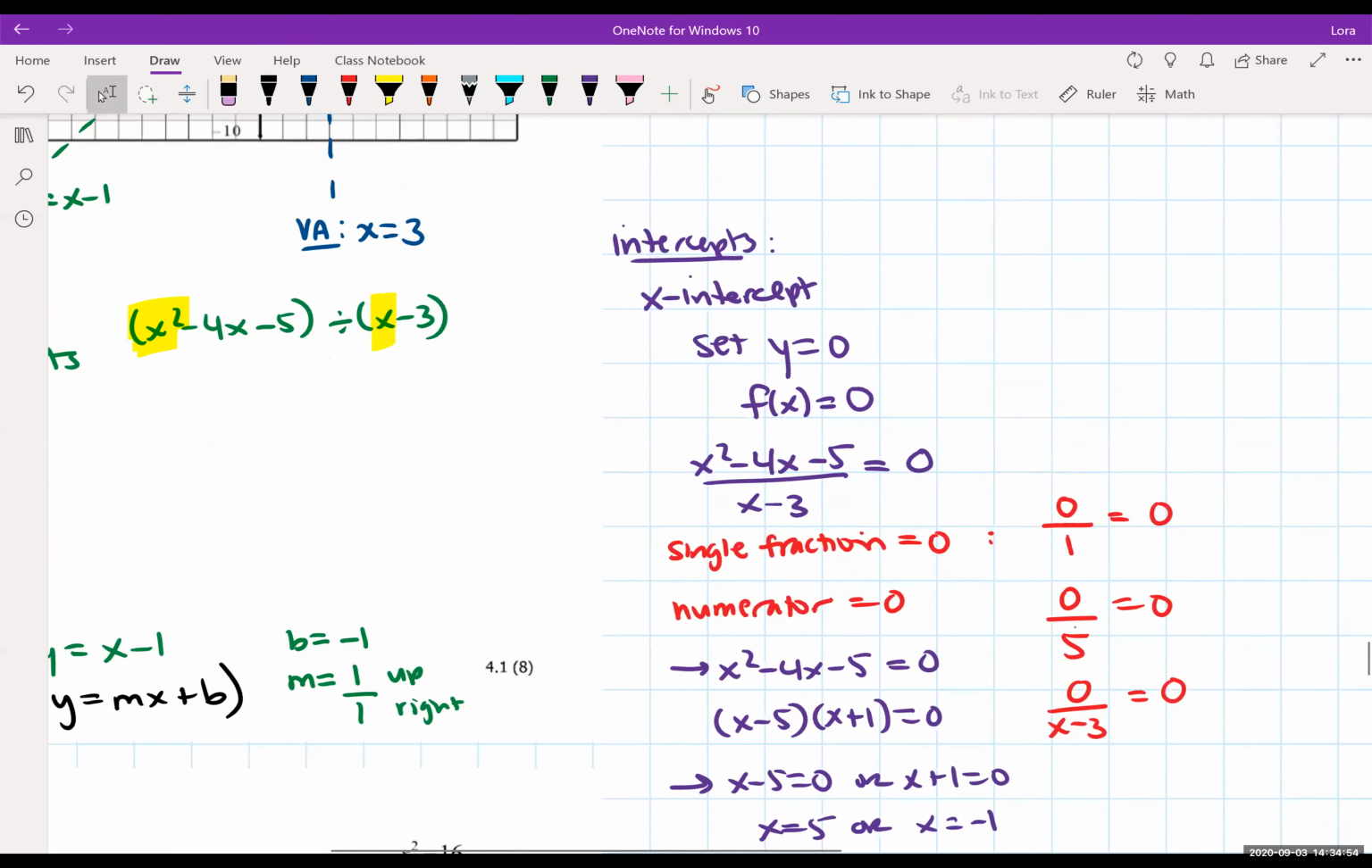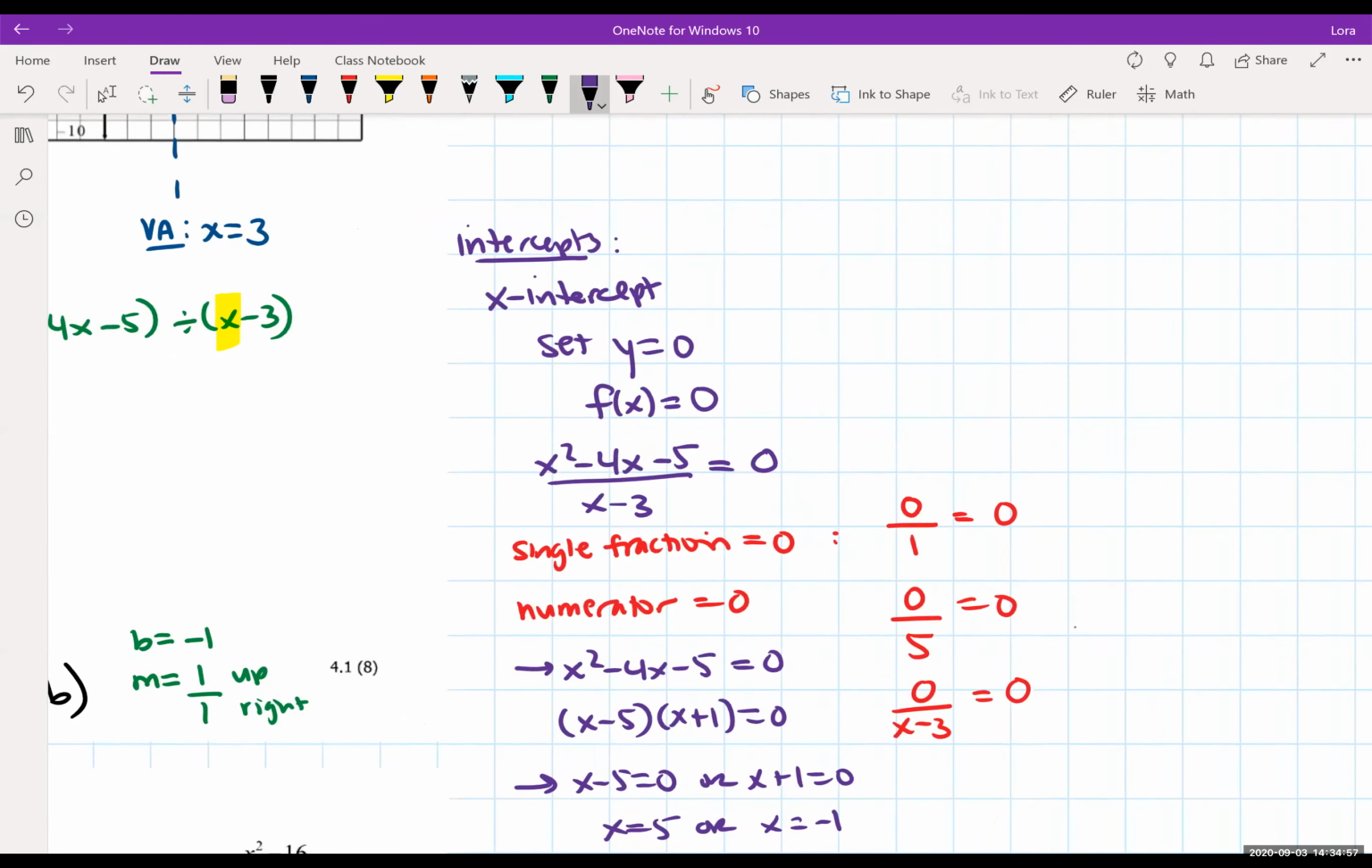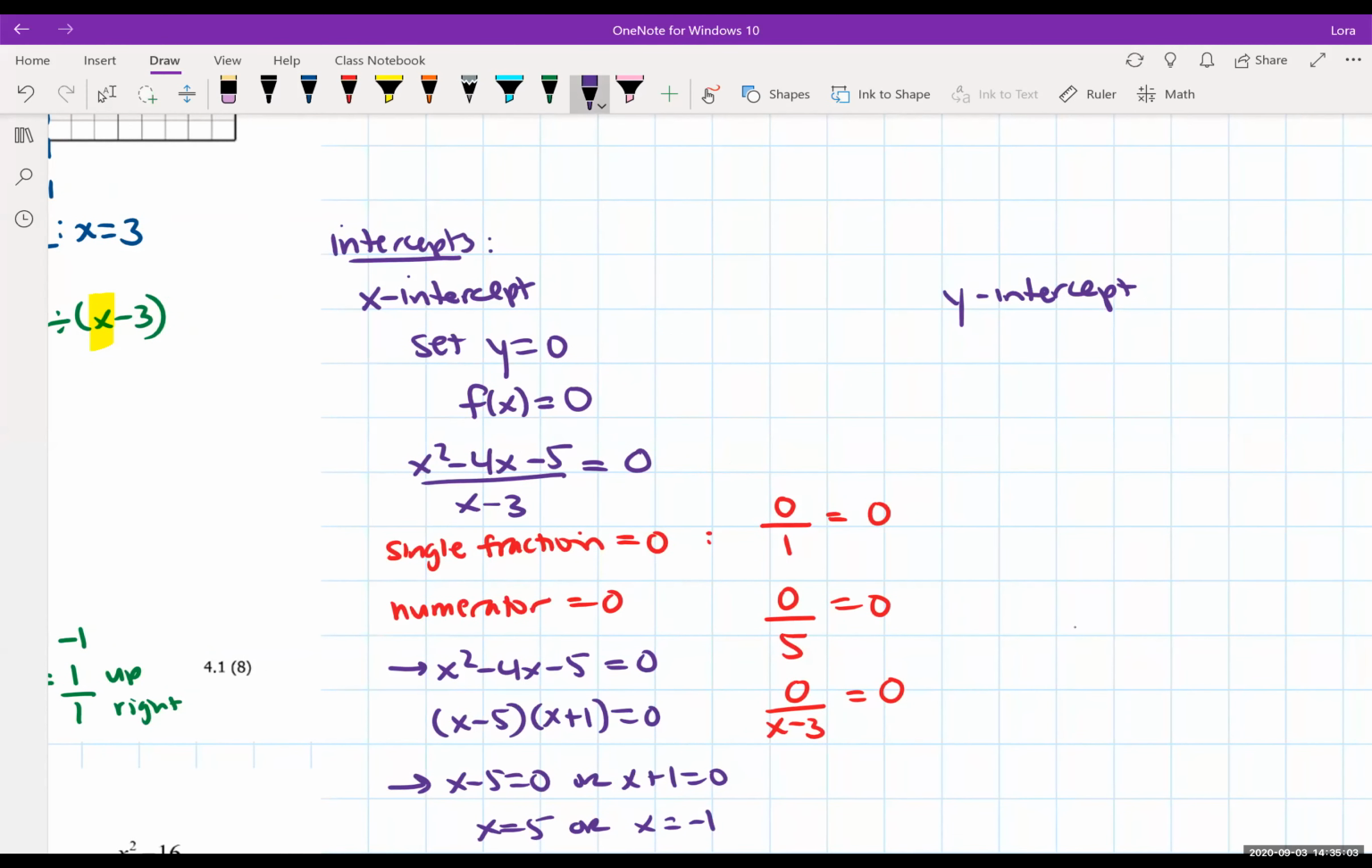One last thing besides finding the x-intercept, I want to look at finding the y-intercept. That's found by setting x equal to 0.